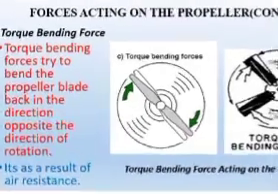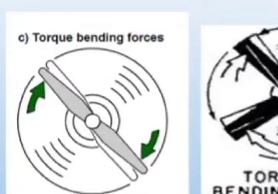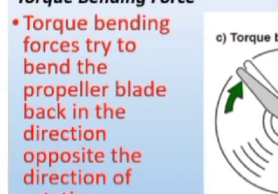The torque bending force. As a propeller rotates or works, it encounters air resistance as the aircraft flies through the air. This air resistance tries to impede or restrict the movement of the propeller. So the torque bending force tries to bend the propeller blade back in the direction opposite to the direction of rotation.